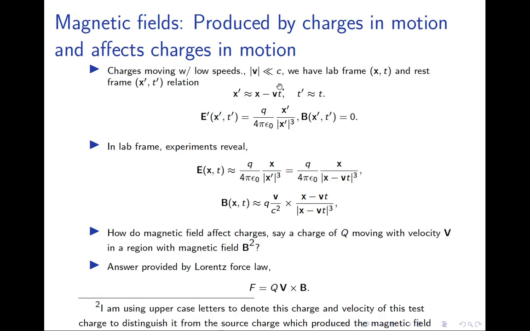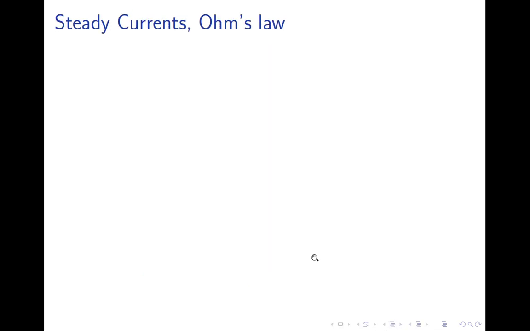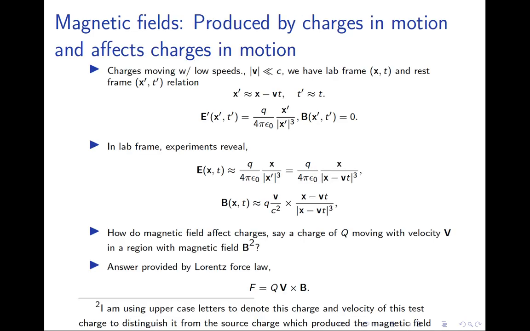Okay, so this slide is about what kind of electric and magnetic field is produced by a moving point charge, and what kind of force is experienced by a moving point charge inside a magnetic field. Now, in order to make progress, we will learn a little bit about steady currents in order to get to magnetostatics. Clearly, this is not magnetostatics because the magnetic field is a function of time.